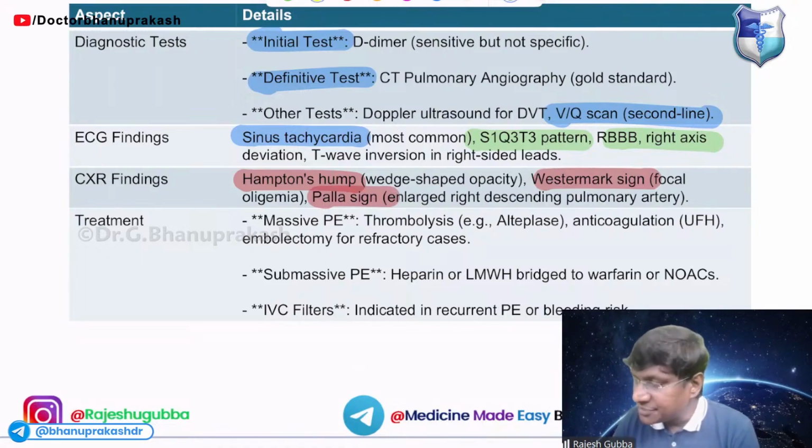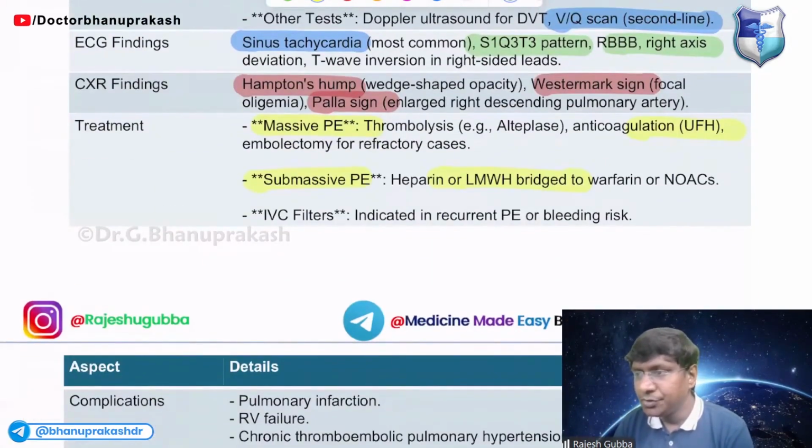Then, how do you treat these patients? Massive pulmonary embolism, where there is hypotension and right ventricular dysfunction, you need to do thrombolysis, and subsequently you need to give anticoagulants later. Submassive pulmonary embolism, only anticoagulants, you don't need to do thrombolysis. But if there is recurrent pulmonary embolism, then you need to place the individual on an IVC filter.